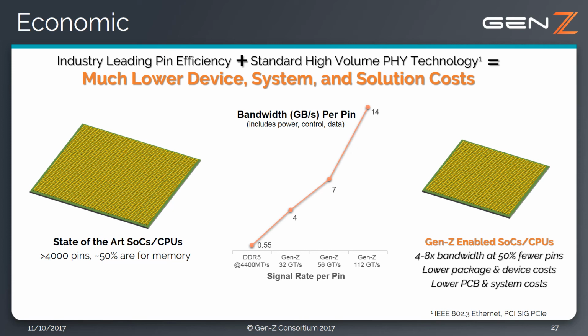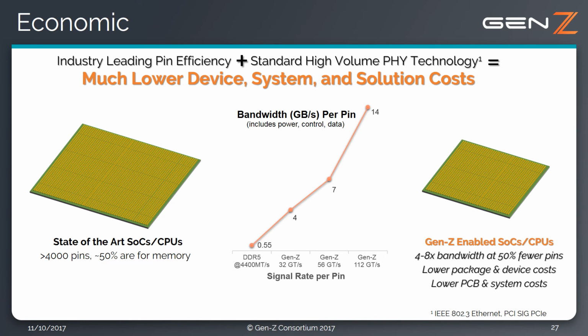The figure in the middle illustrates the pin efficiency of DDR5 memory channels versus Gen Z interfaces at numerous data rates. Pin efficiency is the bandwidth of the interface divided by the total number of pins instantiating that interface. The pin efficiency of a DDR5 channel at 4,400 mega transfers per second is about 0.55 gigabytes per second per pin, while the pin efficiency of Gen Z at 32, 56, and 112 gigatransfers per second is 4, 7, and 14 gigabytes per second per pin, respectively.